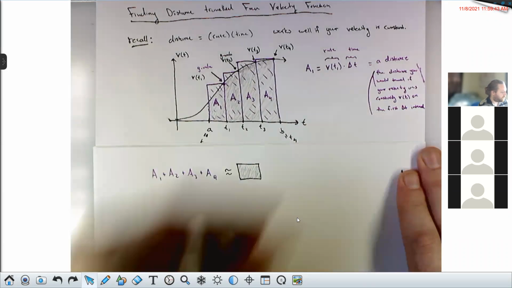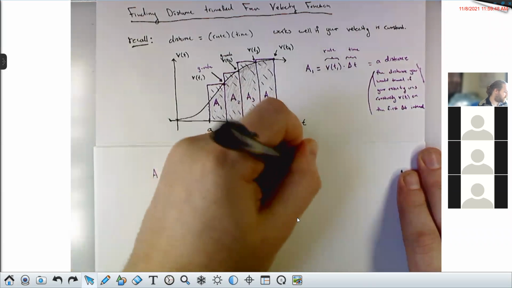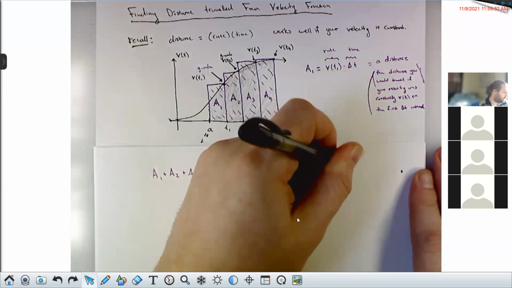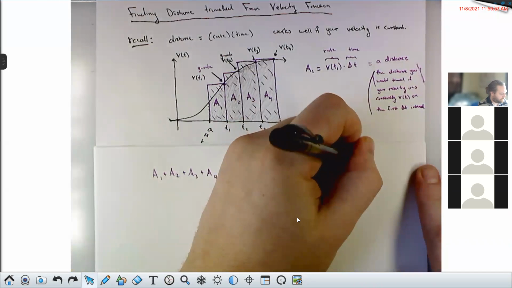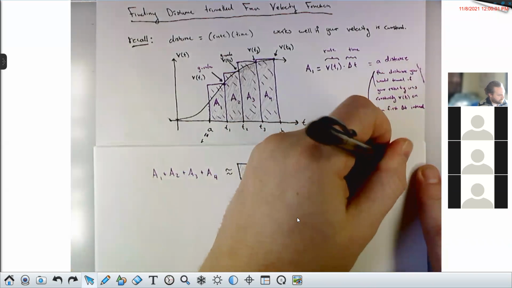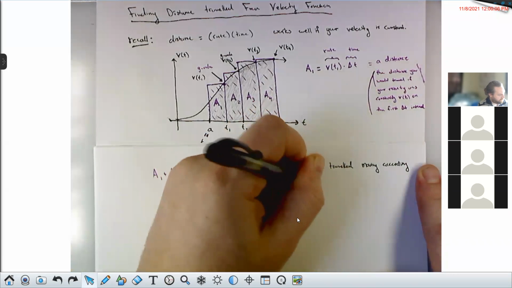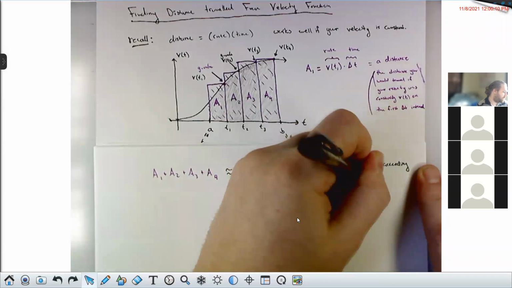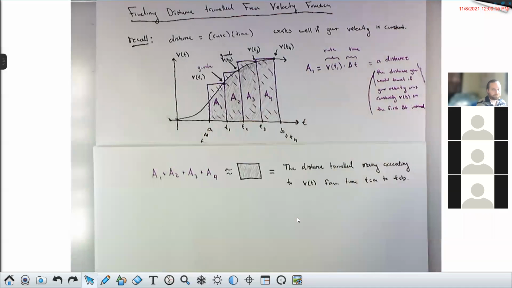And that pencil shaded area is exactly the distance traveled, moving according to v of t from time t equals a to t equals b.